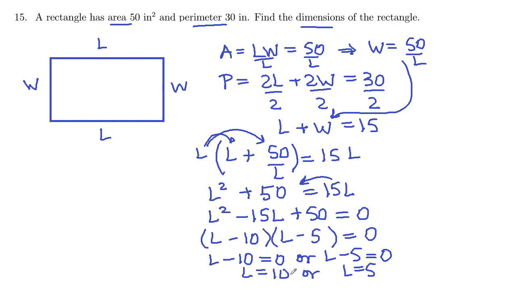So if L is 10, and we plug that back in here, we get 50 divided by 10, which is 5. So width would be 5. If L is 5, we plug that back in here. 50 divided by 5 is 10. So your dimensions here are 5 by 10. So length 5 and width 10, or vice versa, 5 by 10.